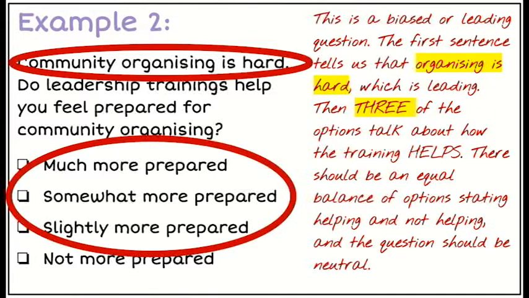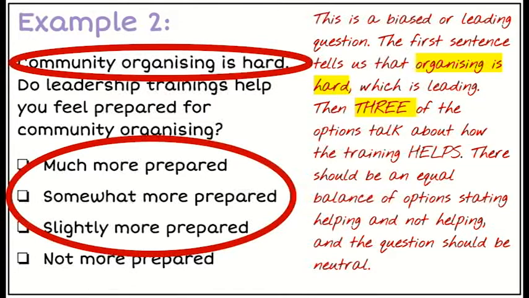So this is a leading question. Both the question is leading and the answers are unbalanced. There's not an equal number of more prepared, less prepared answers. So we want to fix both of these things. We want to remove the leading question because not everybody finds organising hard. Some people don't. And so we want to remove that.